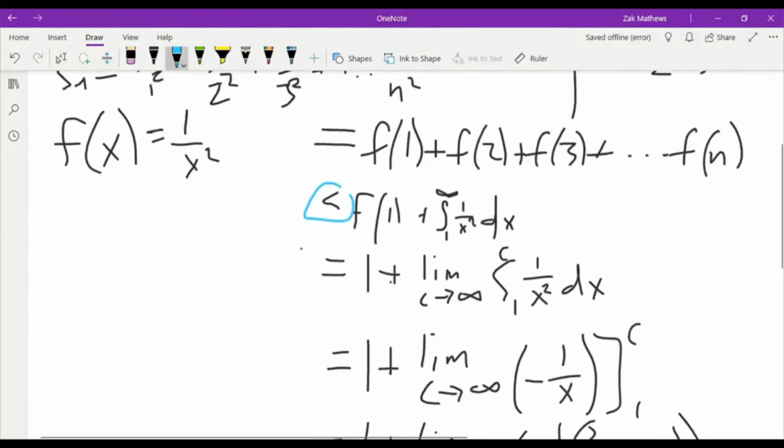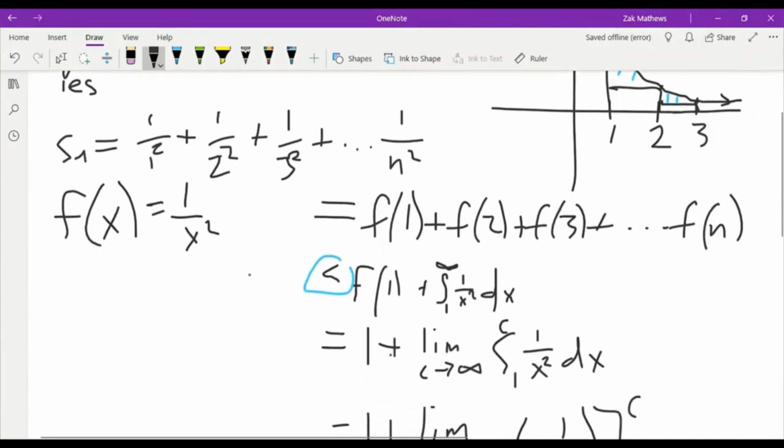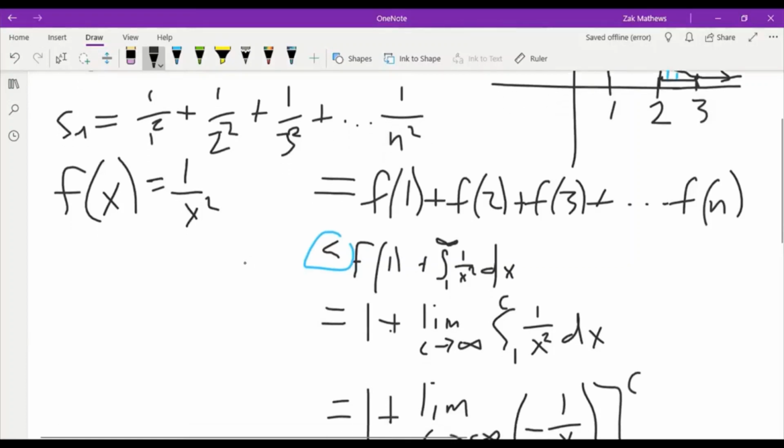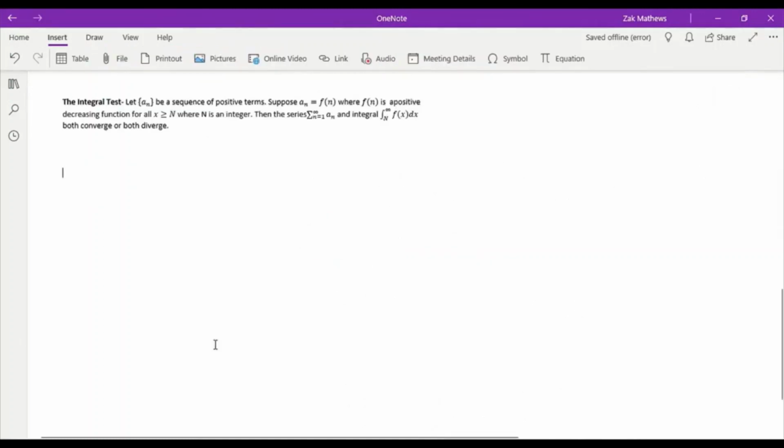So now what can we say about this original series? Does this thing converge? Well, the answer is yes, it does. We've seen that because we looked at the integral. The integral is giving me bigger area. And so that brings us to the integral test. Let's define the integral test.